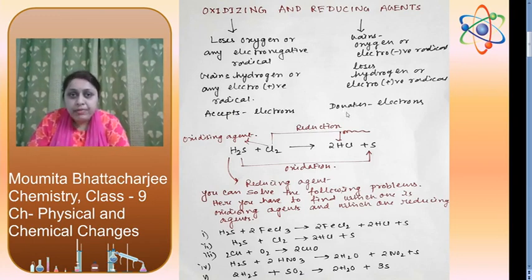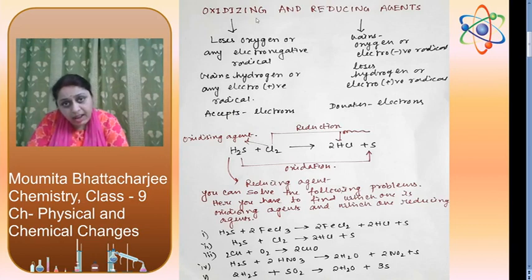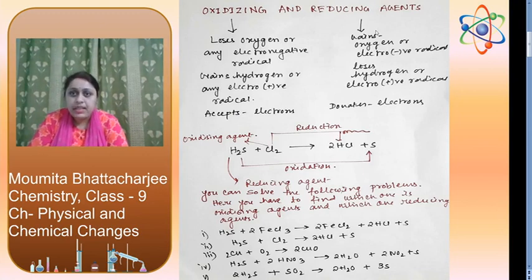Now in a simple way we can say oxidizing agents are the agents which undergo reduction themselves but can oxidize the others. That's why they are termed oxidizing agents, whereas reducing agents are the agents which undergo oxidation themselves but can reduce the others. So they are known as reducing agents.